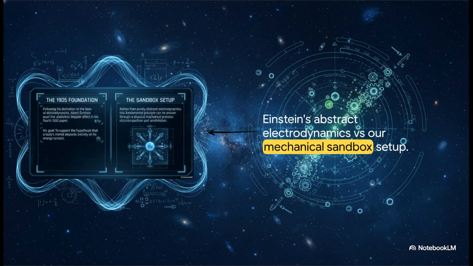To put that into perspective, think back to Albert Einstein's famous fourth paper in 1905. He used the relativistic Doppler effect derived from abstract electrodynamics to support his hypothesis about mass and energy. On the left side of the screen, we have that classical 1905 foundation. But looking over to the right, this is our sandbox setup for today. Instead of purely abstract light waves, we're using a physical, completely mechanical process, electron-positron pair annihilation. It basically takes this massive cosmic concept and drops it right into a tangible mechanical arena.